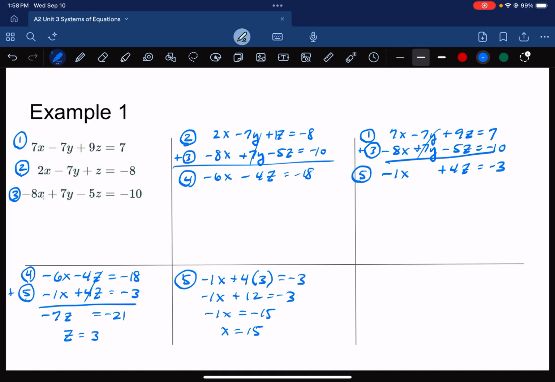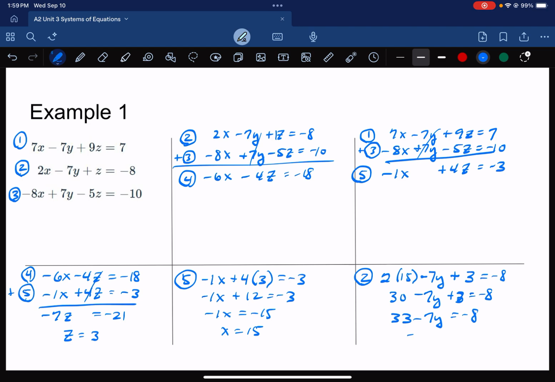Now take any of the original equations and plug a z and an x in. So I'm going to take equation 2 here. 2 times x minus 7y plus z equals negative 8. Well, that's 30. And then that's 33. Combining our like terms, 30 and 3.